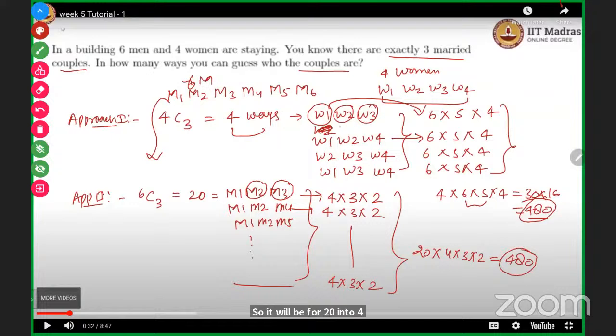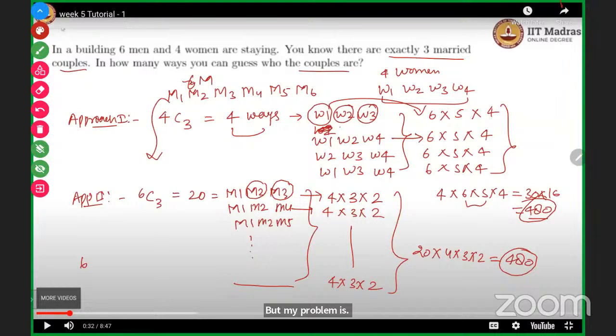Now is this clear? I can understand the solution here. But my problem is, why isn't the other way of thinking arriving at this solution? Like you have six men and four women, so the maximum number of pairs possible would be only 24 pairs.